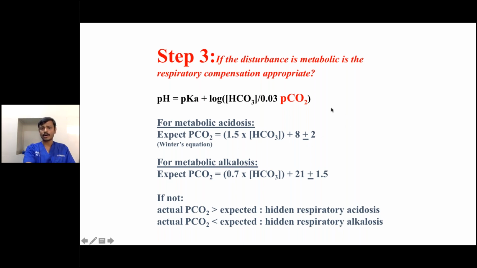This is the most important equation in acid-base disorder identification, especially for metabolic acidosis. For metabolic alkalosis, we will take this formula: expected PaCO2 is 0.7 times the bicarbonate plus 21, plus or minus 2. So this is very important. If the actual PaCO2 is high or low compared to expected, then there is a hidden disorder. For example, if actual PaCO2 is more than expected, there is a hidden problem. We will identify that with an example.